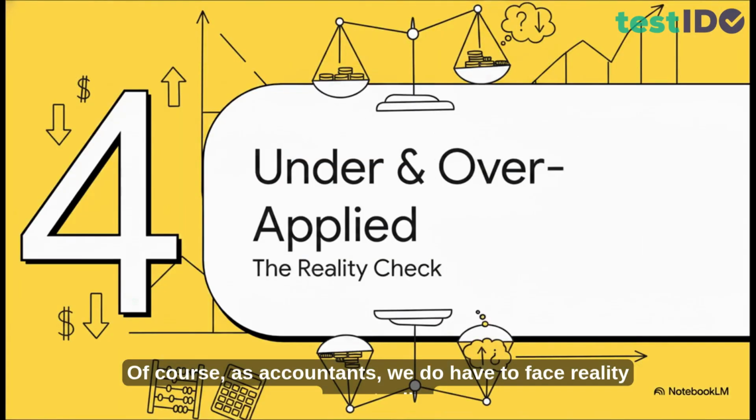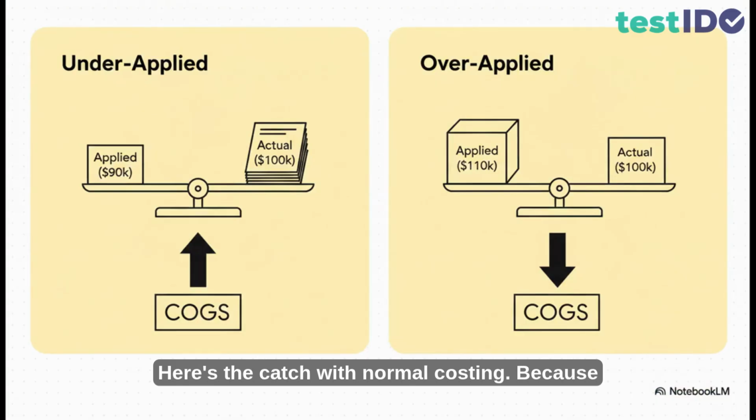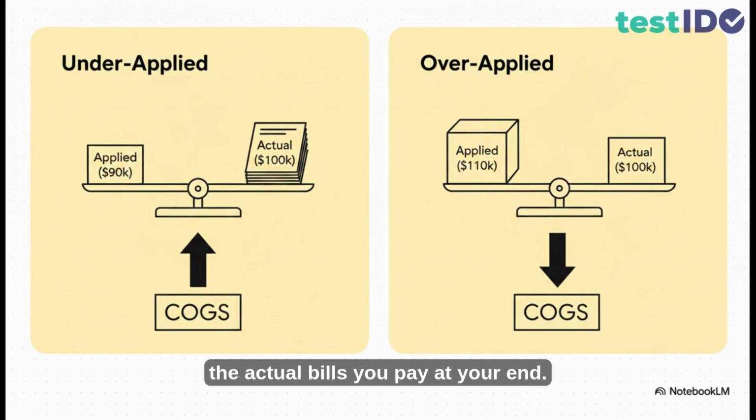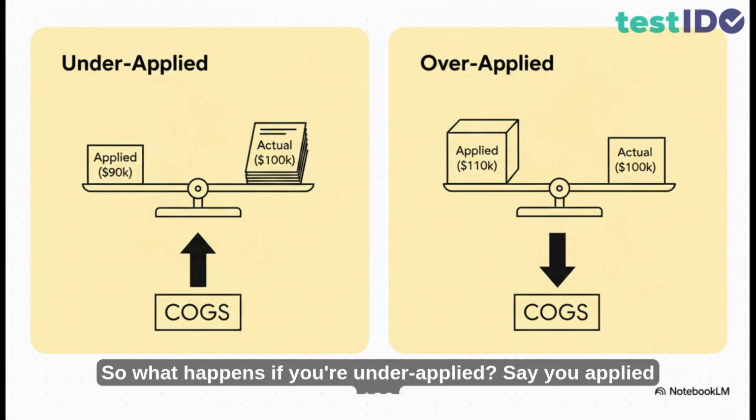Of course, as accountants, we do have to face reality eventually. That brings us to Section 4, under and over applied overhead. Here's the catch with normal costing. Because it relies on an estimate set at the beginning of the year, the amount of overhead you applied to your products over the last 12 months is almost never going to perfectly match the actual bills you pay at year end. So what happens if you're underapplied?